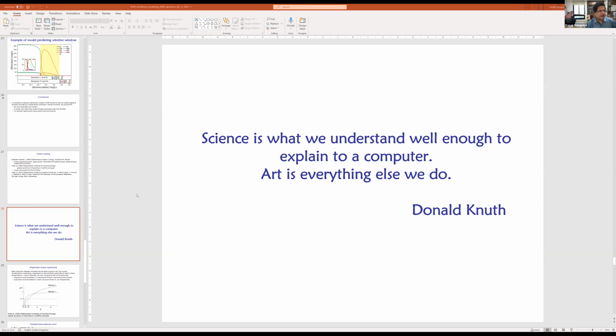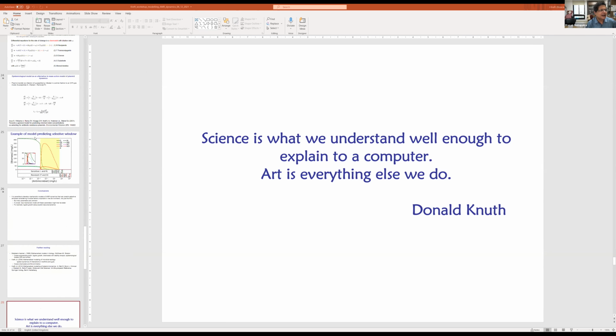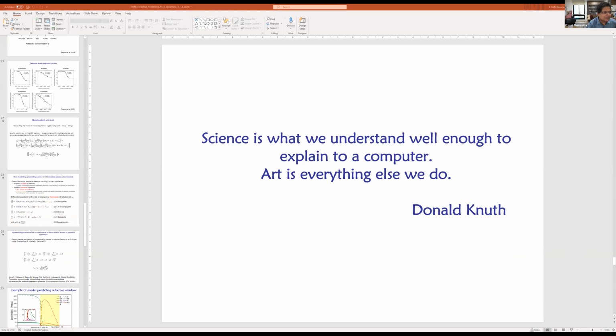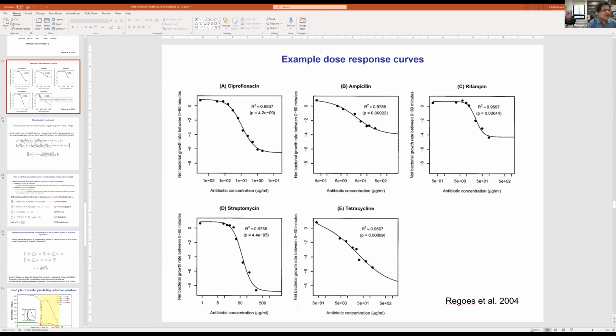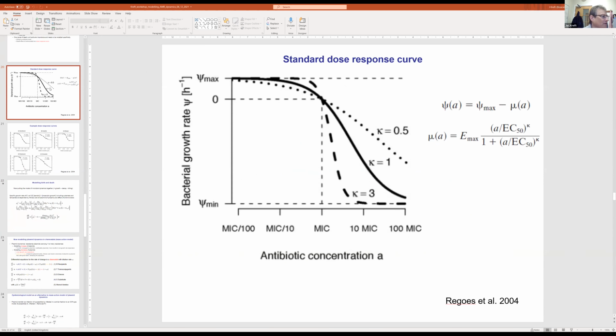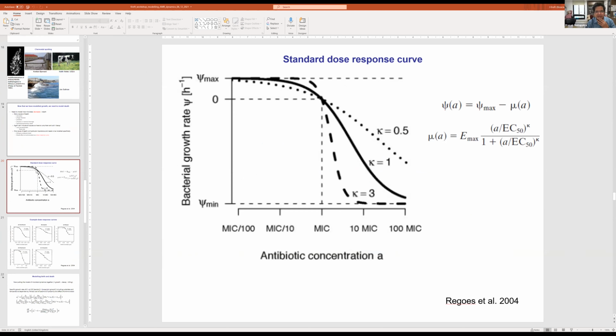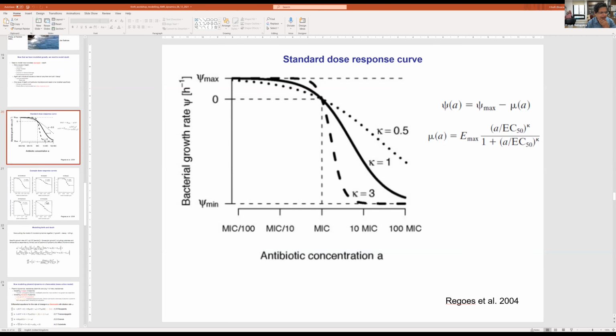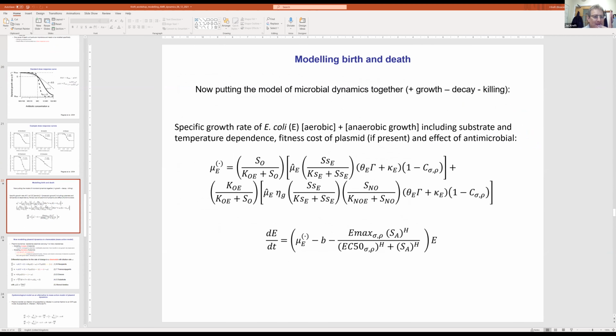Can I go to slide number maybe 21? No. Please go up. This one? Yes. Okay, the dose response. No, the slide where you showed mu, two equations, one for mu dot. That slide. This here? Yes.